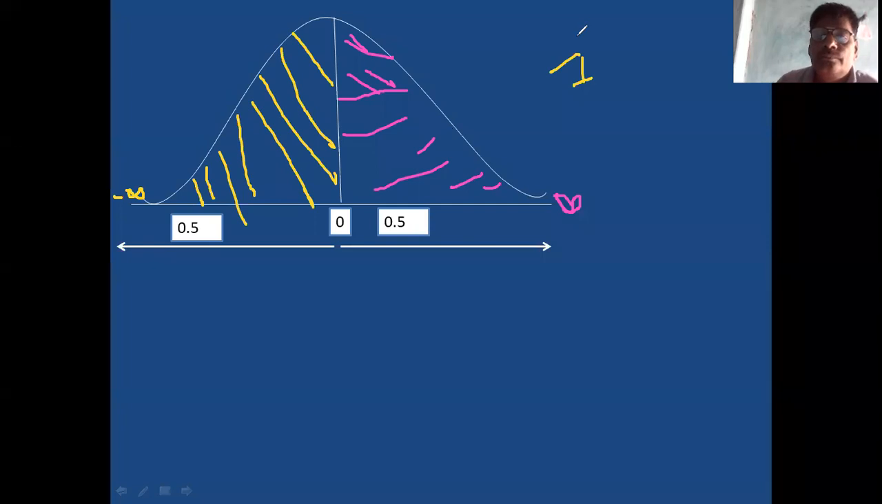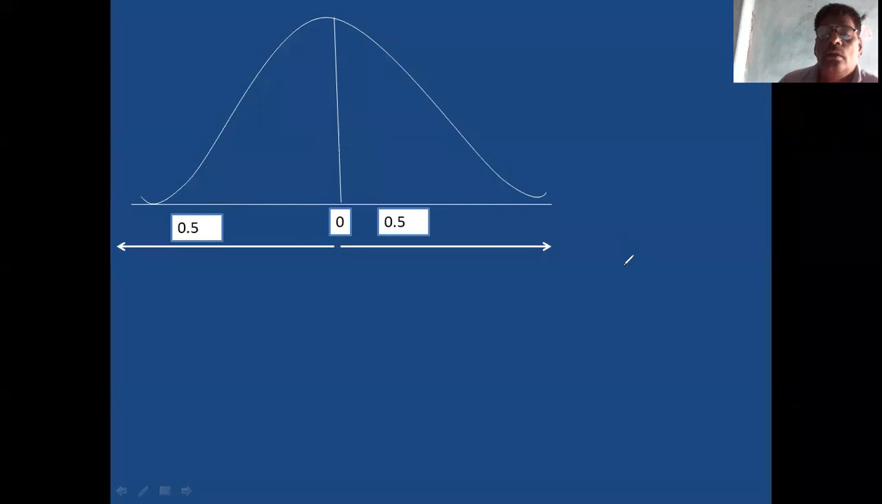Then suppose this is the A value. 0 to A, the 0 to A value. How to calculate it?